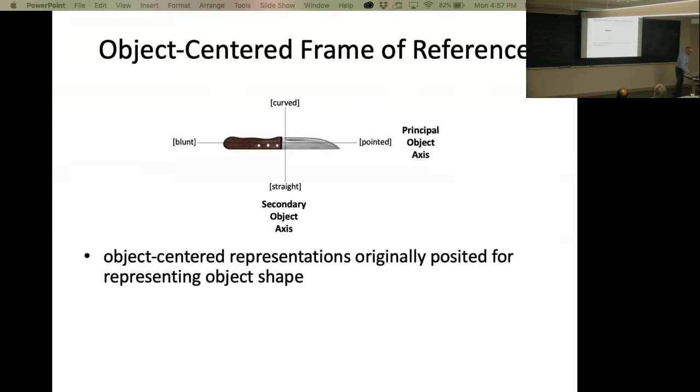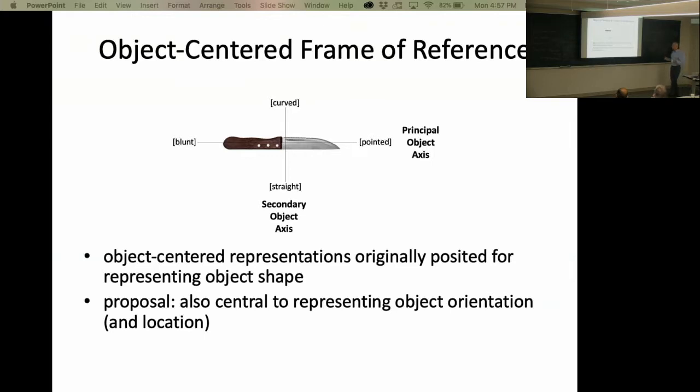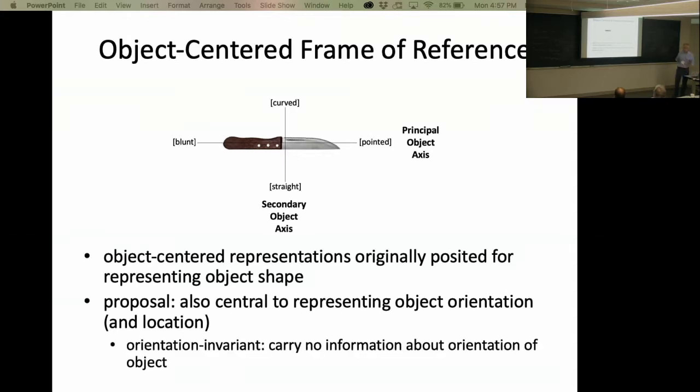Okay. Now these representations were originally posited for representing object shape for purposes of recognizing objects. What I want to suggest is that they are also central to representing object orientation as well as location, although I'm not going to discuss that. Now, it's important to understand that these representations are object orientation invariant. They don't carry any information about the orientation of the object. They're defined solely within the object context itself. I had to show it to you in a particular orientation, but it doesn't carry orientation information.